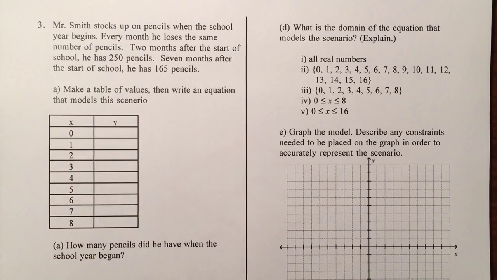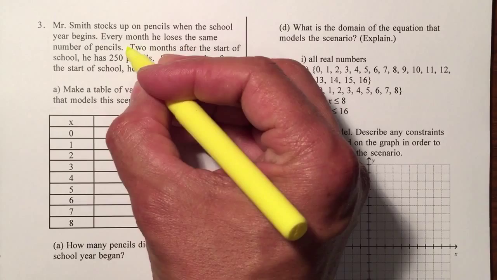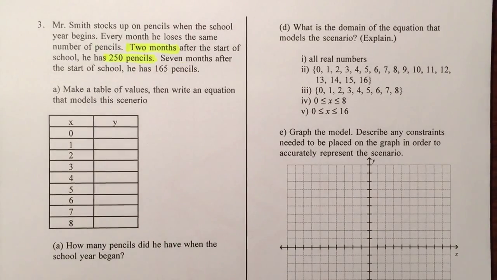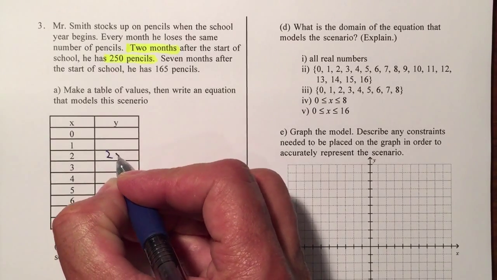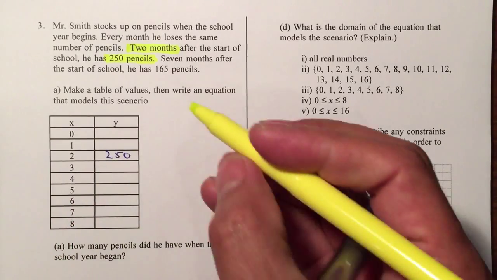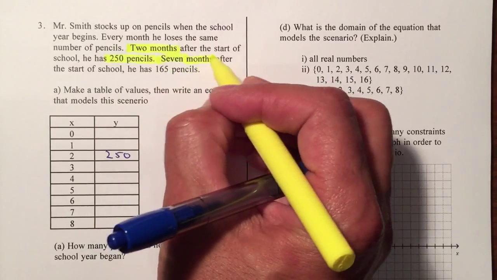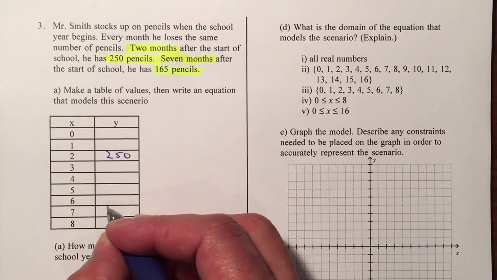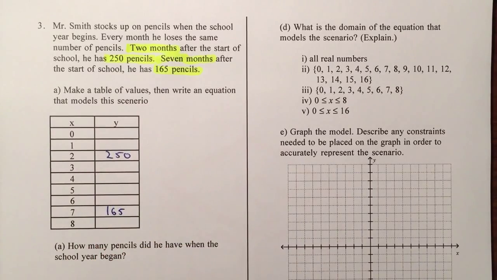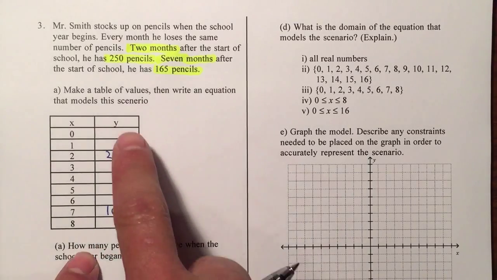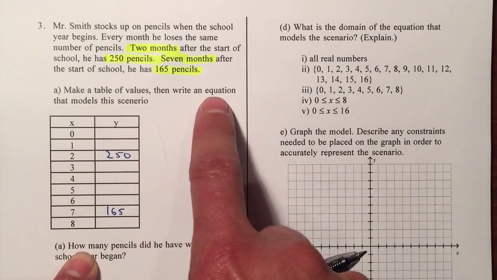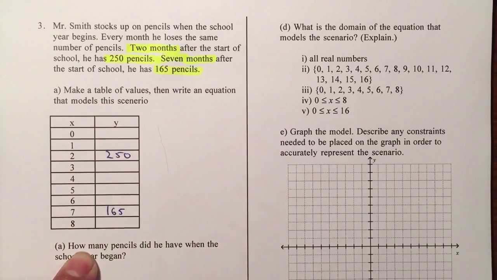So let's go and fill it out. It says, after 2 months, he has 250 pencils. So therefore, after 2 months, it will be 250. After 7 months, he has 165. So after 7 months, it will be 165. So we fill out the information on the table. It says, then write an equation that models this scenario. First, we're going to find the slope.